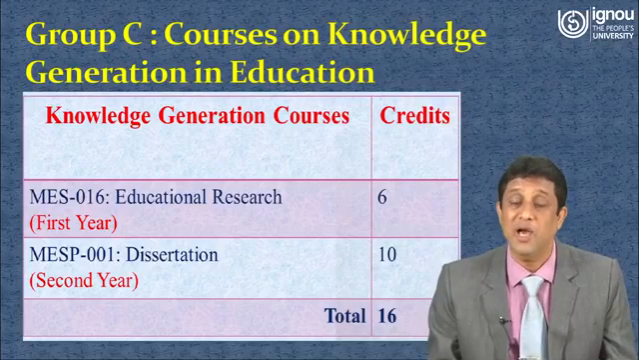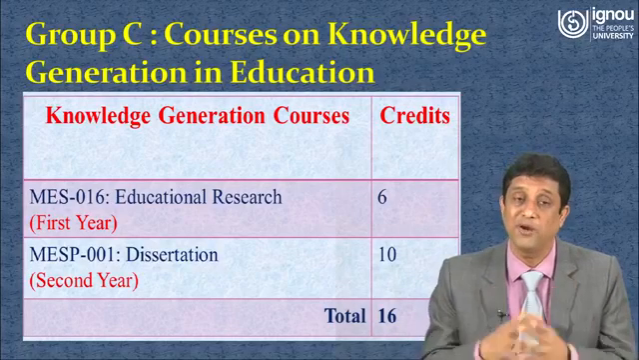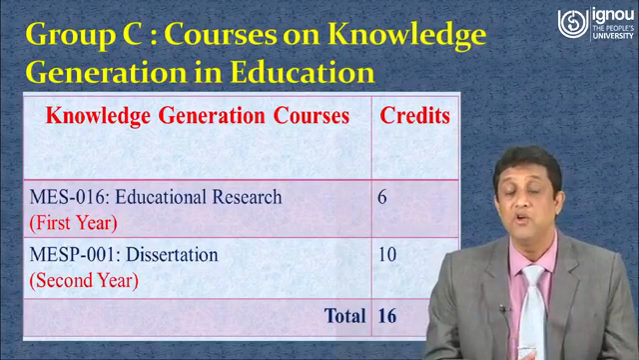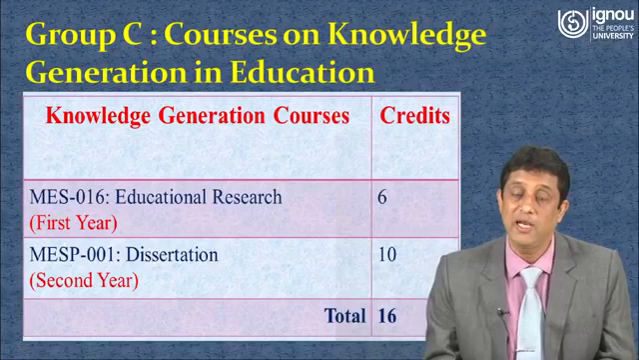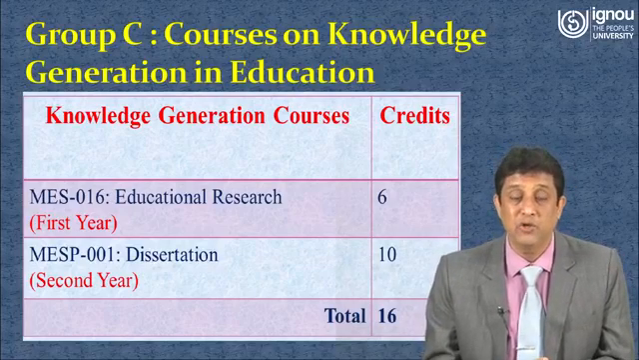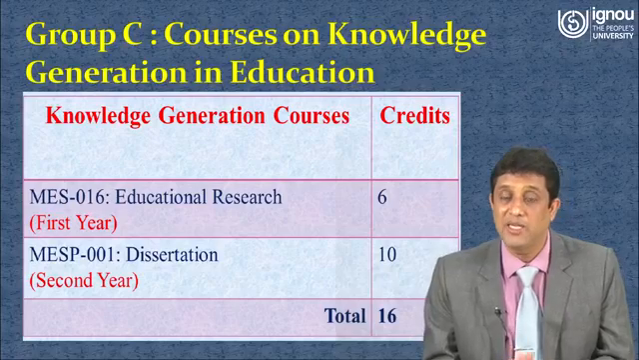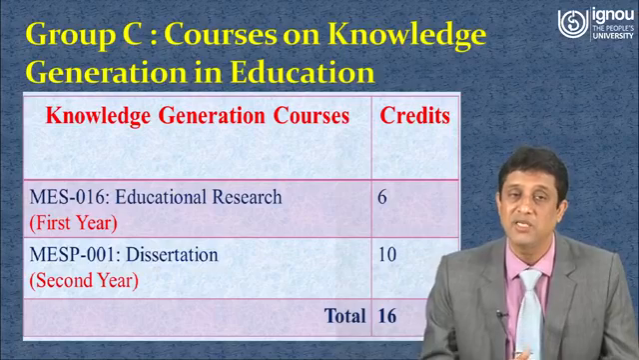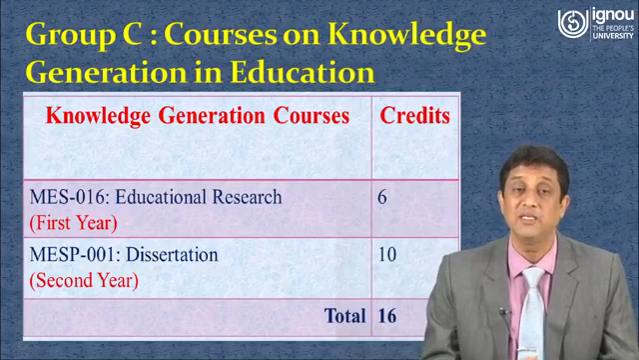Then after getting the approval letter, you have to conduct the study. Then after conducting the study, you have to submit a report at the regional center, that will be evaluated and a viva will be taken. And you see MESP 001 course, that is dissertation, is a 10 credit course. This course is linked with, associated with MES 016, that is educational research.